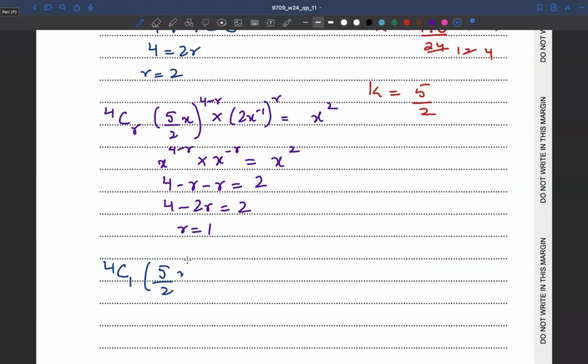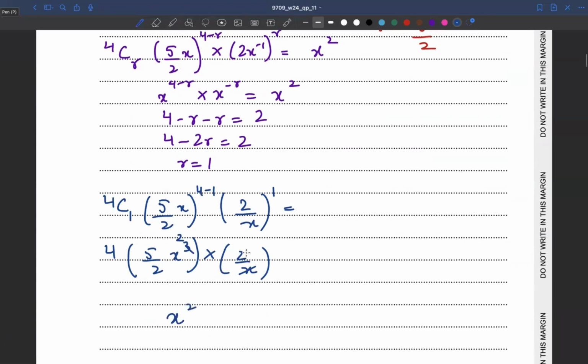Now, once we have the value of r, we can just write it as 4C1 (5/2 x)^(4-1) into (2/x)^1 is equal to, so 4C1 is 4. This will become 5 upon 2 x cubed into 2 upon x. So this will cancel out. We'll get x squared over here. So we have the term x squared. This 2 and 2 will cancel out. 4 times 5 is 20. So the coefficient will become 20.